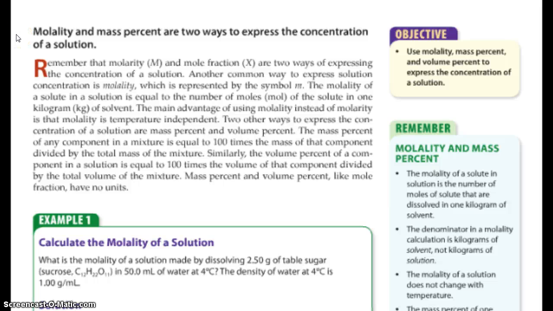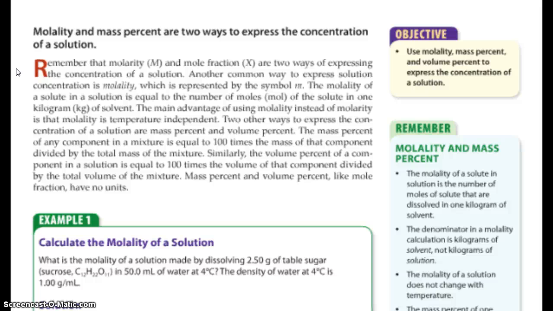Molality and mass percent are two ways to express the concentration of solution. Remember that molarity and mole fraction are two ways of expressing the concentration of a solution. Another common way to express solution concentration is molality, which is represented by the symbol lowercase italicized m. The molality of a solute in a solution is equal to the number of moles of the solute in 1 kilogram of solvent. The main advantage of using molality instead of molarity is that molality is temperature independent.